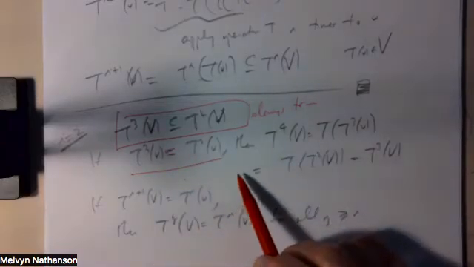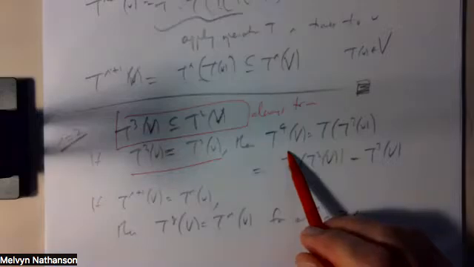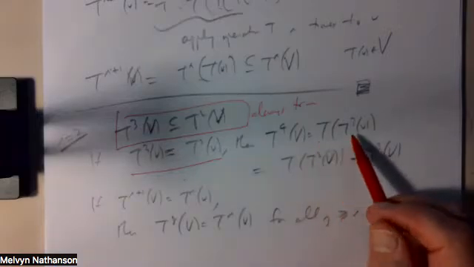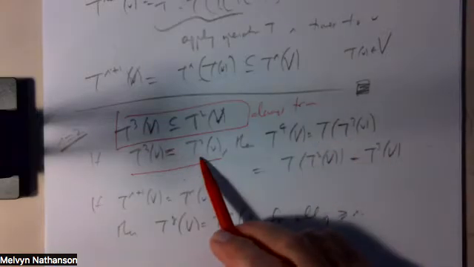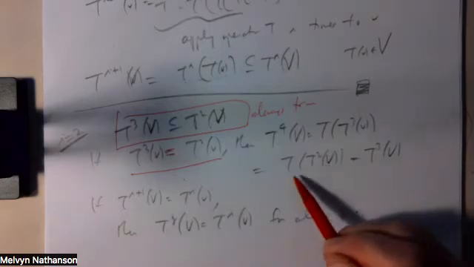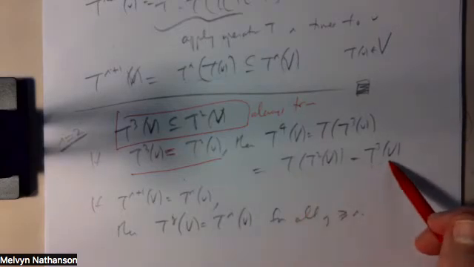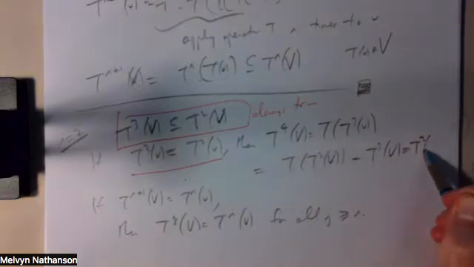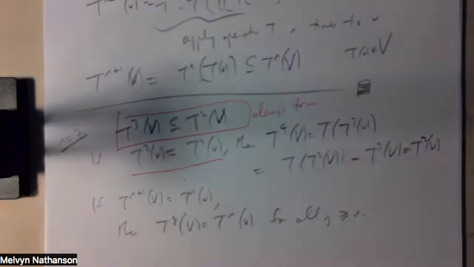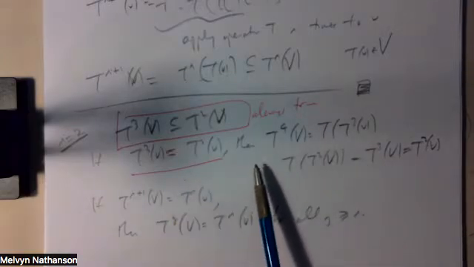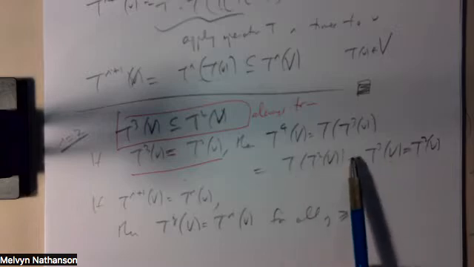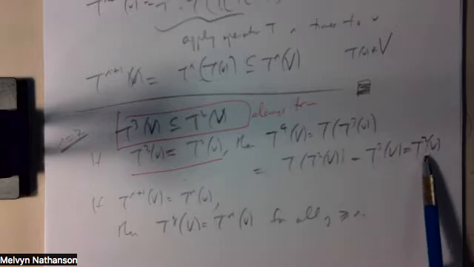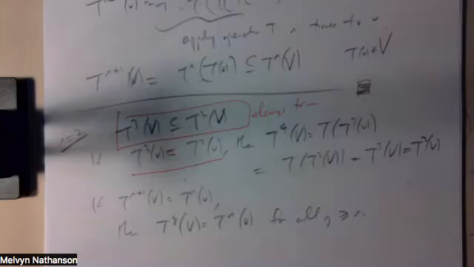Then, if you take T to the fourth of V, that means apply T to T cubed of V. The T cubed of V is T squared of V. So this is T of T squared of V, which is T cubed of V. So they all equal each other, which is T squared of V. And you just bootstrap up one step at a time, so every power of T of V, 3, 4, 5, and so on forever, will just be T squared of V. Thanks, Professor. I got it.